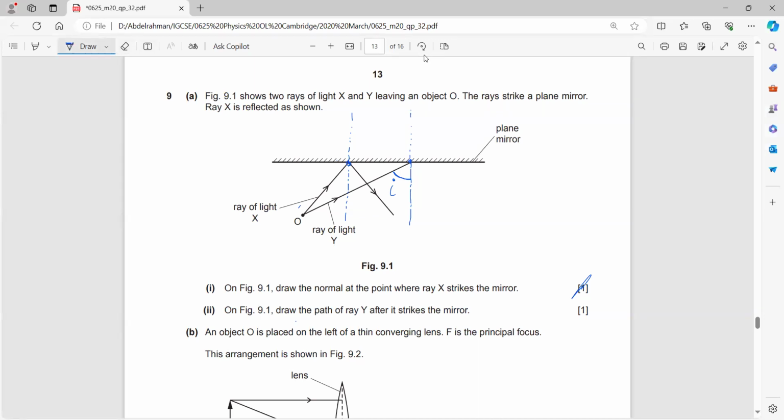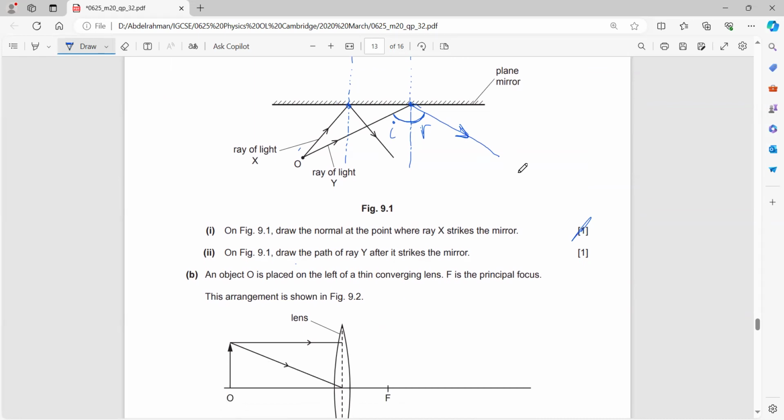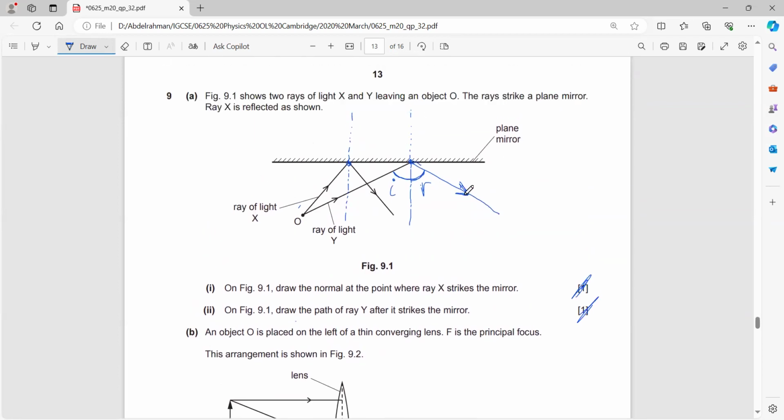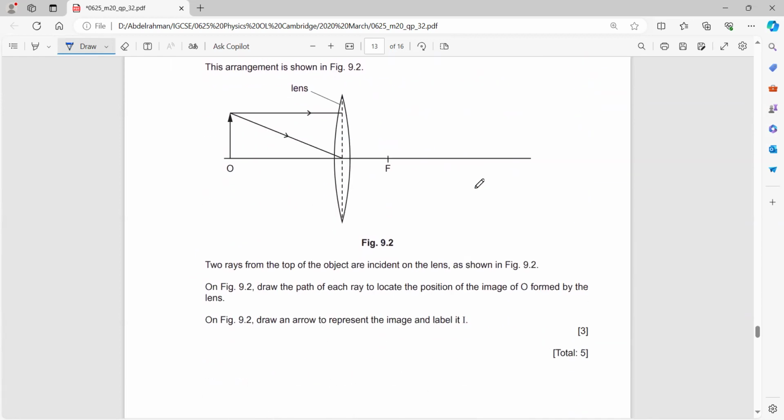Make sure that the angle of incidence is equal to the angle of reflection and add an arrow. Do not forget to draw an arrow on the line. Make sure that these two angles are equal. Angle of incidence is equal to the angle of reflection, around 60 degrees. That's it. Normal, angle of incidence, angle of reflection. Moving on to the next question.